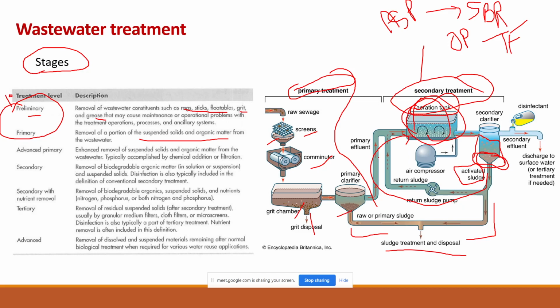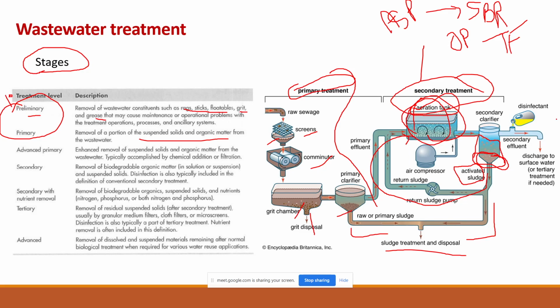After secondary treatment, along with the degradation of the organic material, biodegradation, the nitrogen and phosphorus are mostly removed in the secondary treatment. Your 75 to 80% BOD is reduced in the secondary stage.